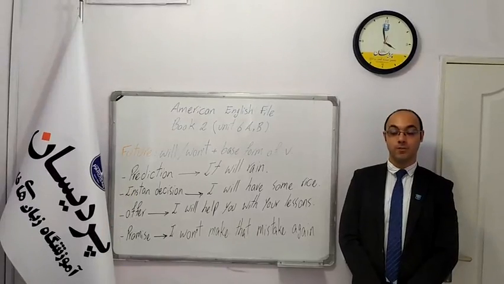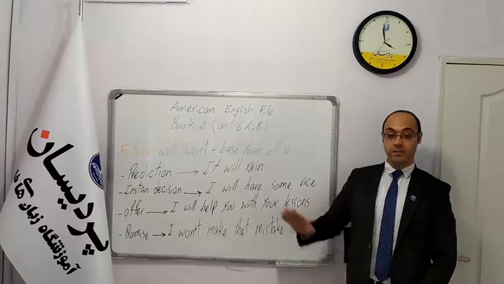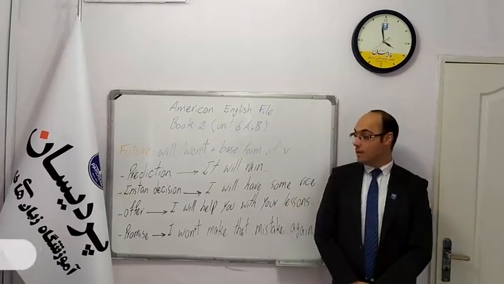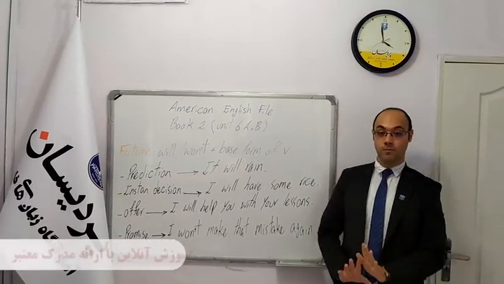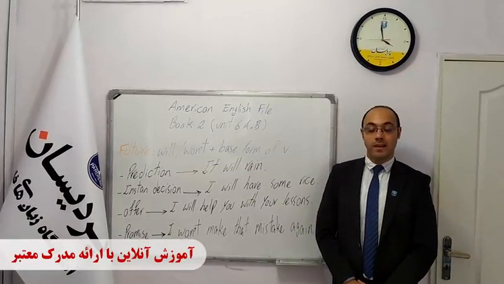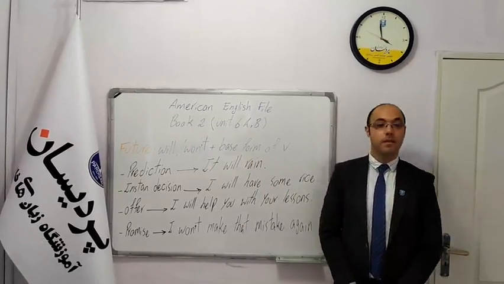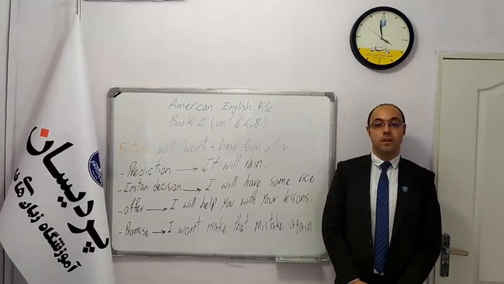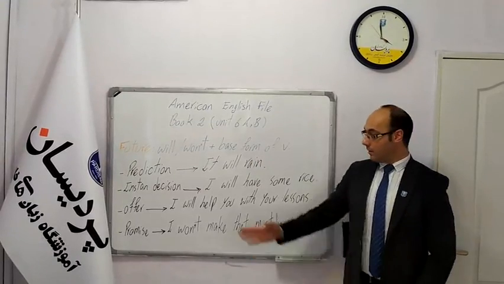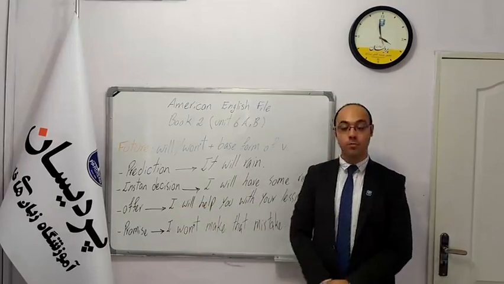Hello everybody. Today we are going to talk about American English File, Book 2, Unit 6a and 6b. In these 2 units we have future form. For making future form, we need will and won't plus base form of the verb. We use will and won't in 4 situations: prediction, instant decision, offers, and promises.